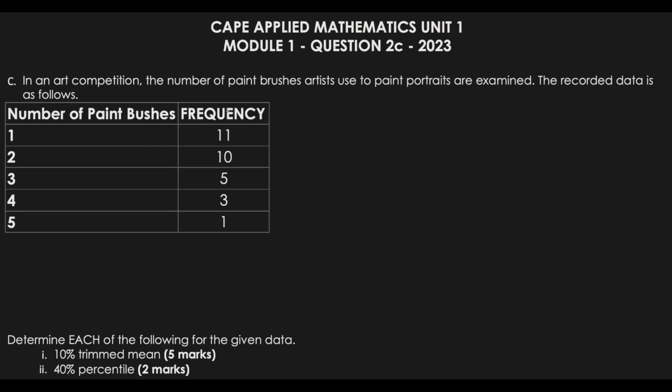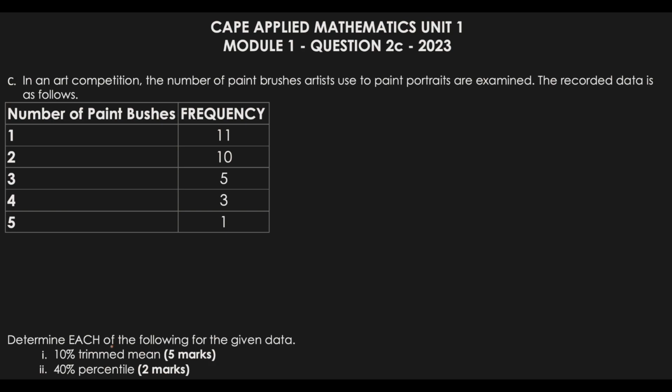In an art competition, the number of paint brushes artists use to paint portraits are examined. The recorded data is as follows. So we have number of brushes here, 1, 2, 3, 4, 5, and we have the frequency 11, 10, 5, 3, 1. We are expected for this to calculate a 10% trim mean and the 40th percentile.